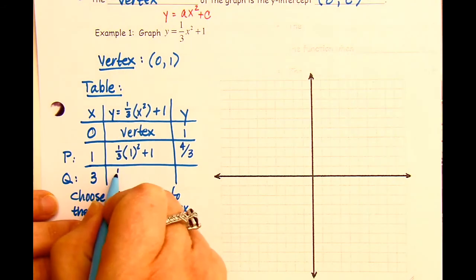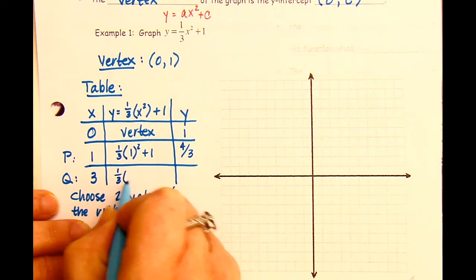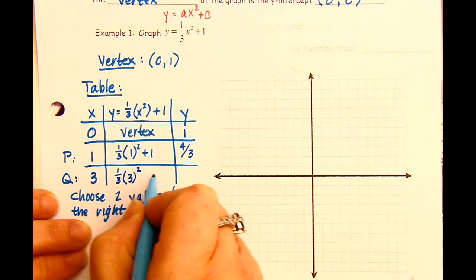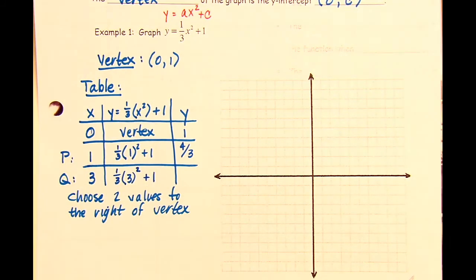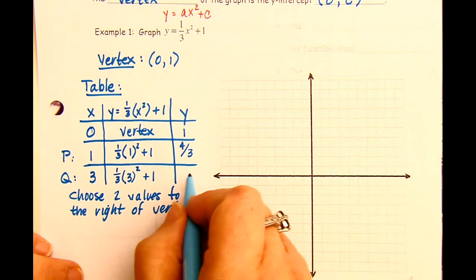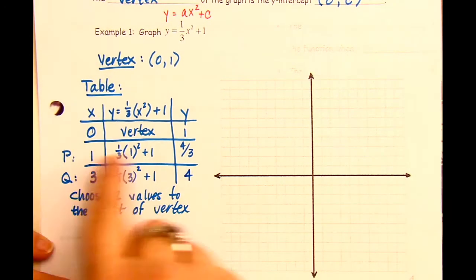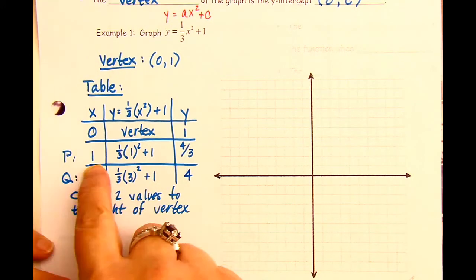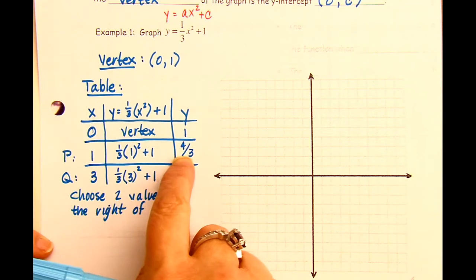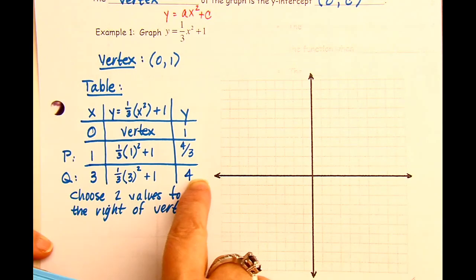All right, the next one, 1/3 times 3 squared plus 1. 3 squared is 9. 1/3 of 9 is 3. Plus 1 is 4. Okay, so these are my ordered pairs that I'm going to plot. 0, 1, 1, 4/3, which is 1 1/3, and 3, 4. I'm going to plot those.